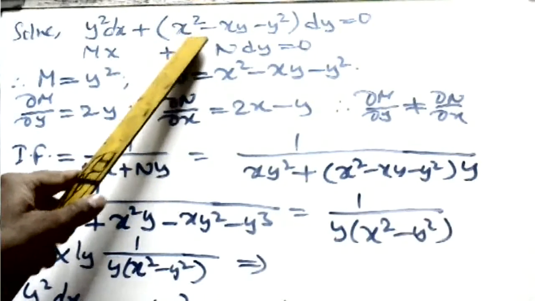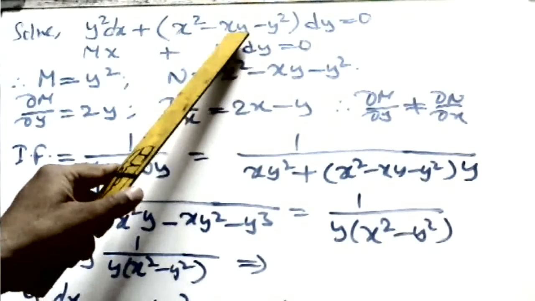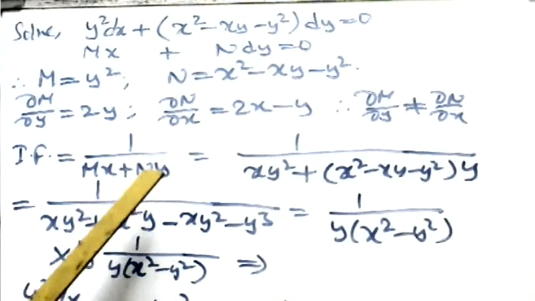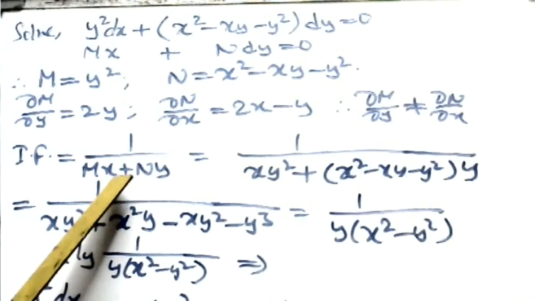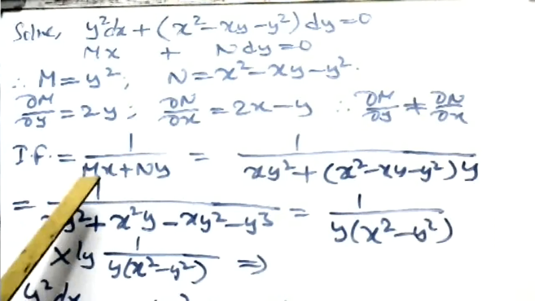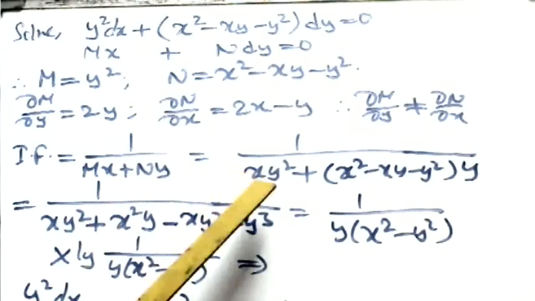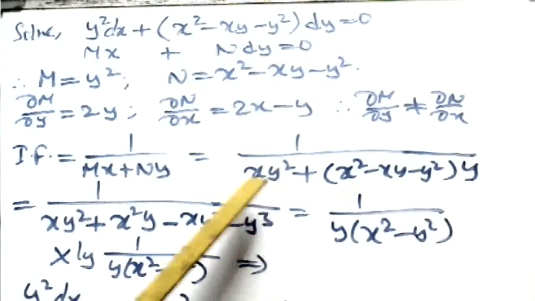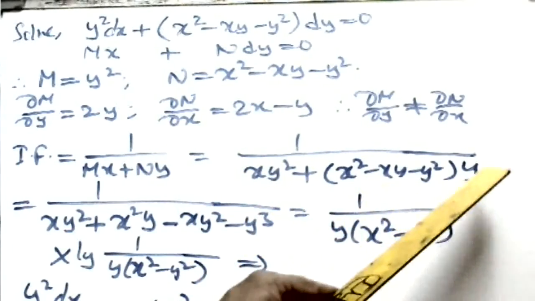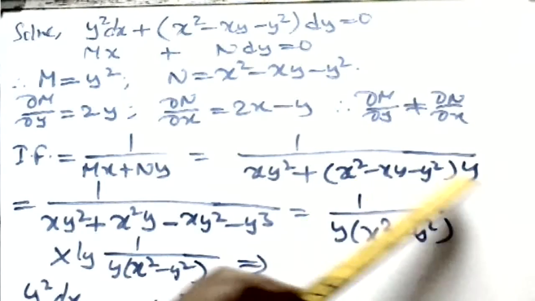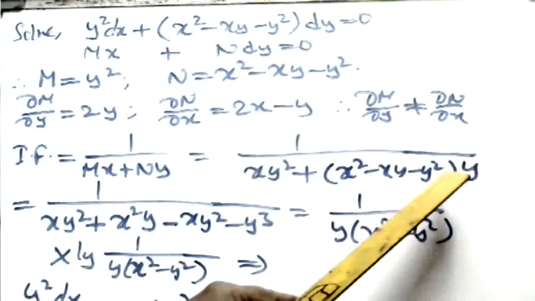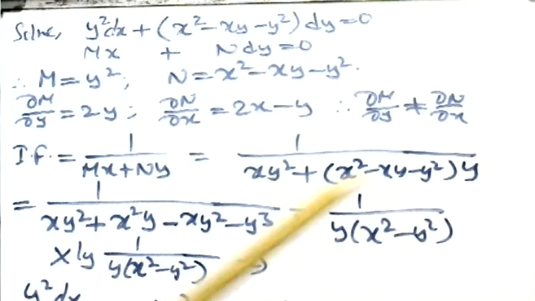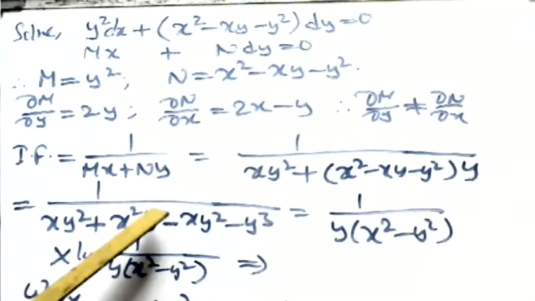Because this is a homogeneous equation, degree is 2, degree is 2, here also x^1 y^1 is 2, this is also 2. So we change it by multiplying with an integrating factor. The integrating factor is 1/(Mx + Ny). Mx is y square into x, plus Ny. You multiply this with y: x square y, x square x, y square y, y cube.